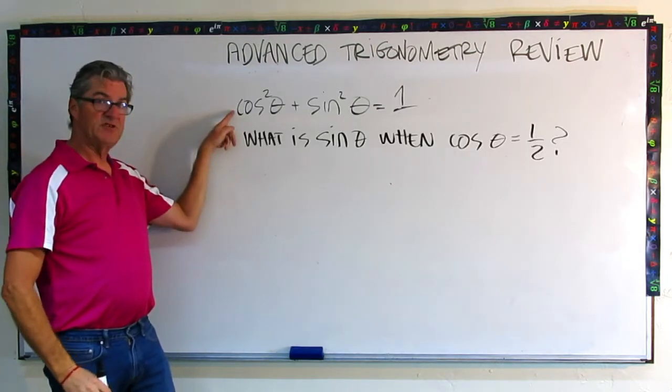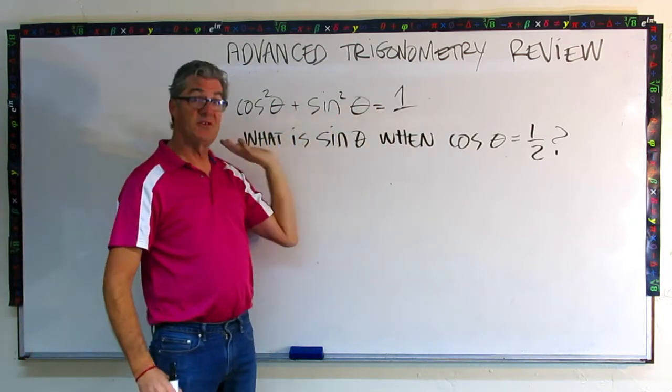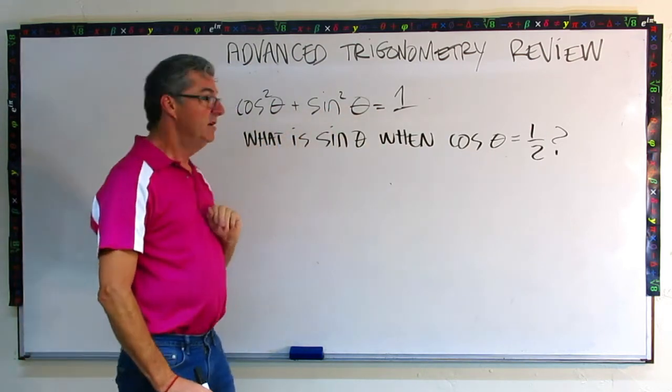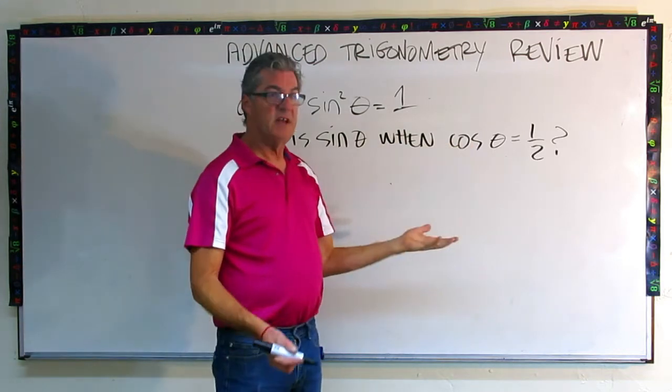We also took a look at this trigonometric identity. Cosine squared theta plus sine squared theta equals 1. This is always true for any theta. So a question you might get is, what is sine theta when cosine theta is 1/2?